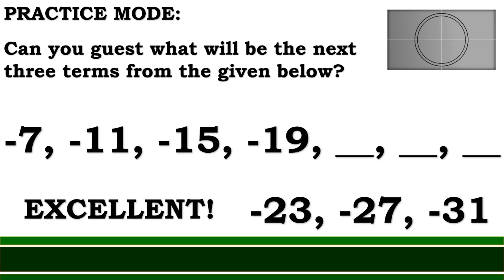So, what is the pattern for this sequence? The pattern is, we'll just simply add negative 4 to the preceding terms. So negative 7 plus negative 4, we have negative 11. Negative 11 plus negative 4, we have negative 15. Negative 15 plus negative 4, we have negative 19. Negative 19 plus negative 4, you have negative 23. Negative 23 plus negative 4, you have negative 27. And negative 27 plus negative 4, you have negative 31.